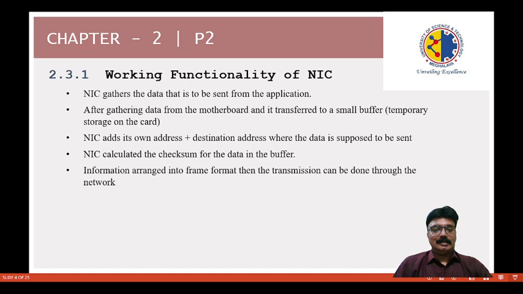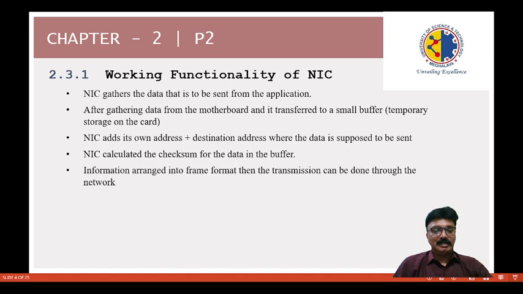NIC gathers the data that is to be sent from the application. So it will gather the data. Then after gathering the data from the motherboard, it is transferred to a small buffer, a small buffer available in the NIC, which is temporary storage on the card. So the NIC adds its own address plus the destination address where the data is supposed to be sent. So the NIC's temporary storage will store the data, and it will add the address of the destination of the data, and it will send the data.